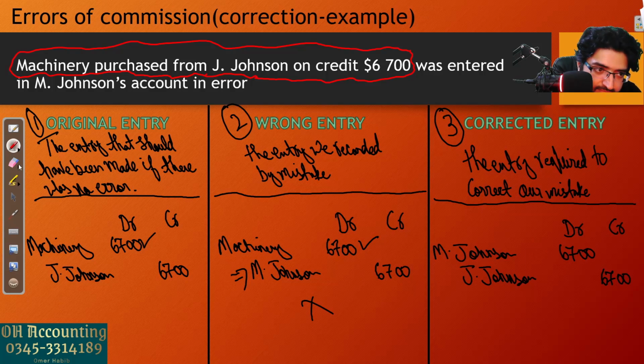So one more time, see this. We compare these two transactions, the original entry and the wrong entry. The thing which is fine, for example, machinery was supposed to be debited.